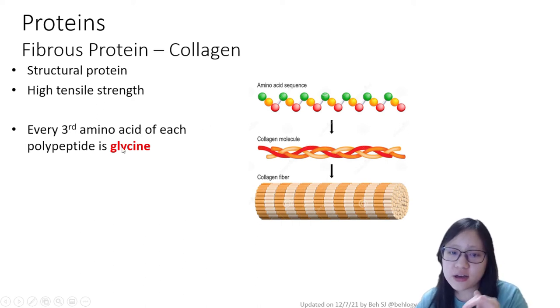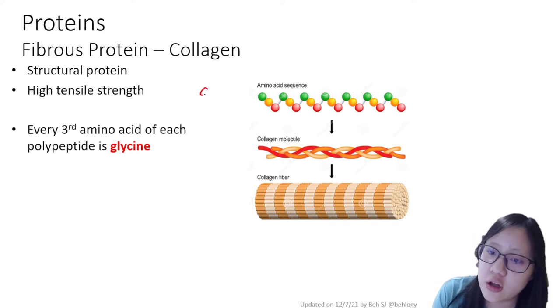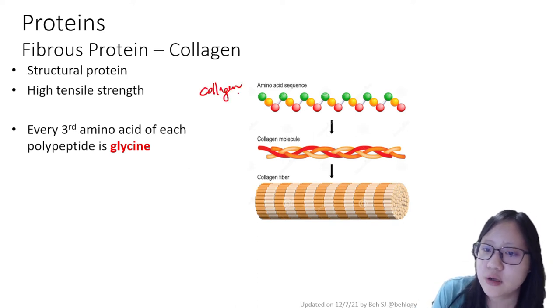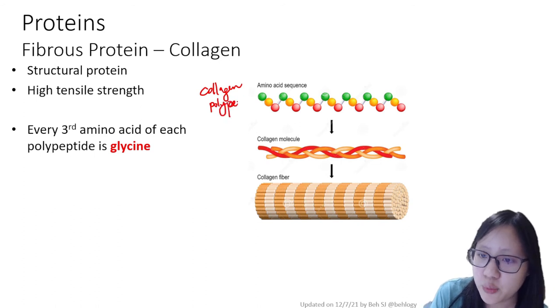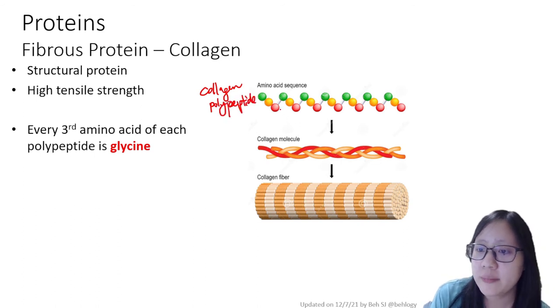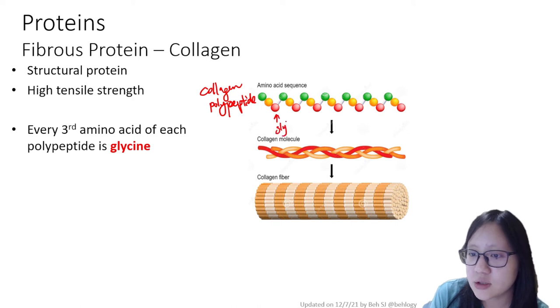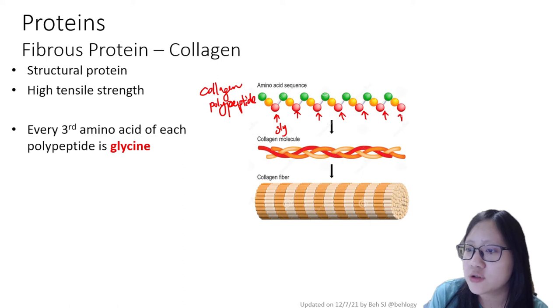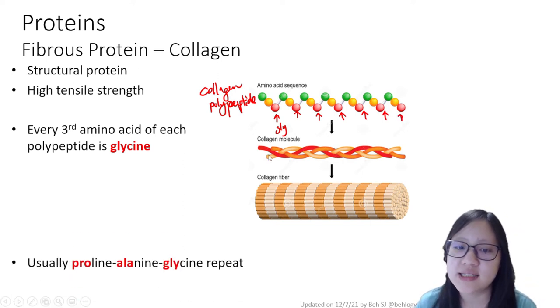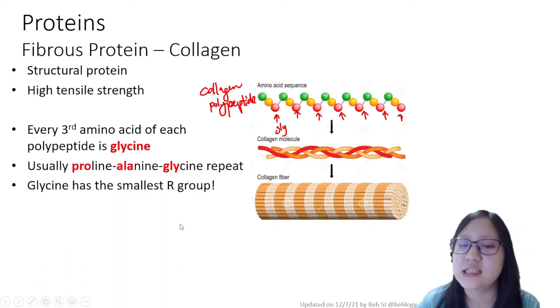Now, every third amino acid of this polypeptide is glycine. This is the collagen polypeptide. We don't call it the molecule yet. I'll tell you why in a moment. Now, the collagen polypeptide, every third one is glycine. So this is glycine, this is glycine, this is glycine, and so on and so forth, right? So every third one is glycine. Why? Because it is the smallest R group.